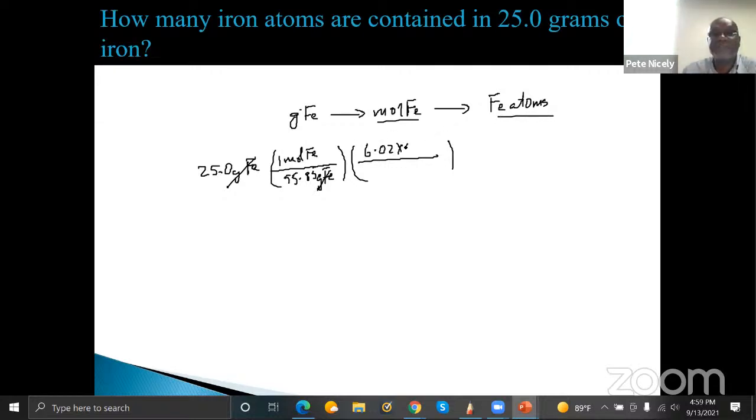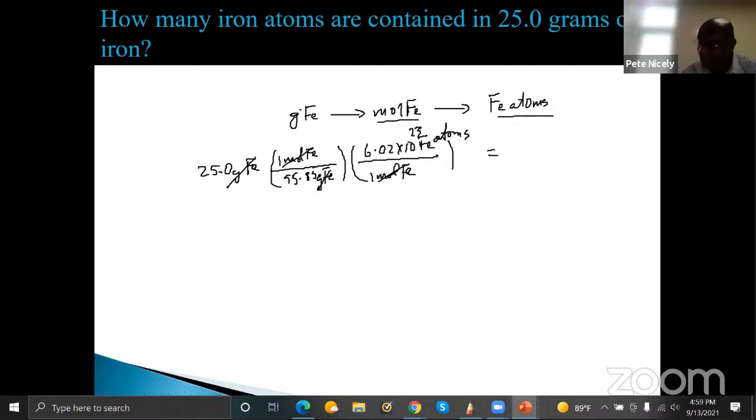6.02 times 10 to the 23 Fe atoms would be the numerator. And down here, you're going to have 1 mole of Fe, so that this will cancel with that. And all you have to do is some number crunching. So let me do this on my calculator. And please, folks, do the calculations along with me, because I could be totally wrong, just to check and make sure that I'm doing the right thing.